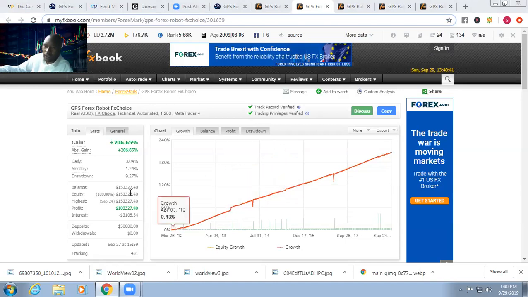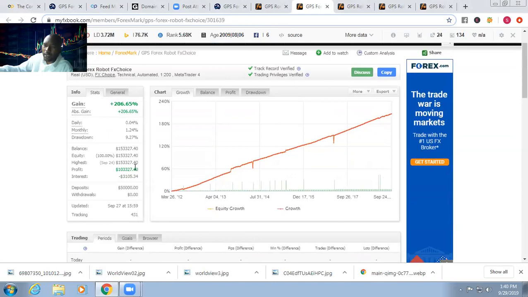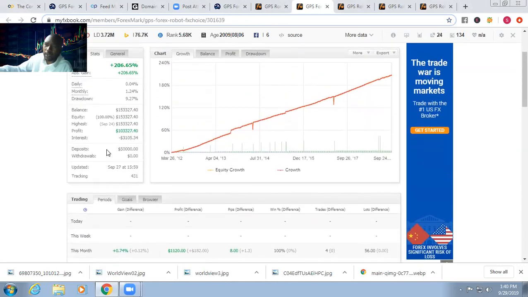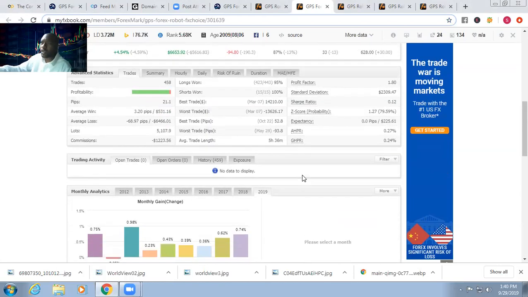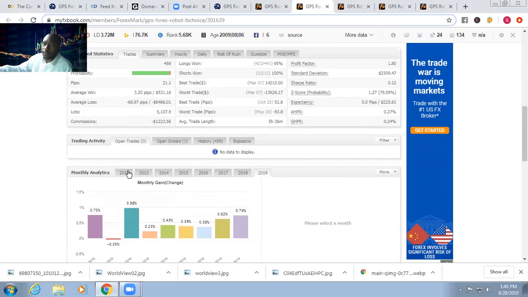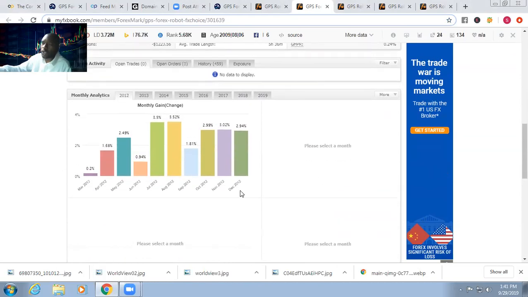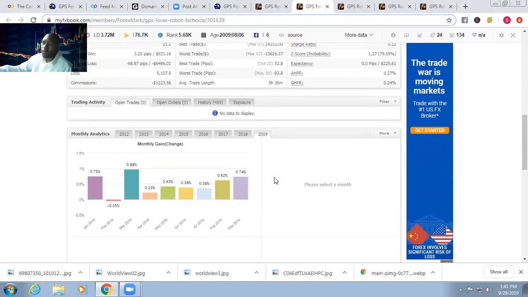Once again, this is a smaller account, right? There's only 153,000 in it, and they deposited only 50 grand, and it's already up over 206%. So once again, here's what we're going to look at. They started this one on 2012 as well, right? 1, 2, 3, 4, 5, 6, 7, 8 years of trades, guys. And we're up to 2019.